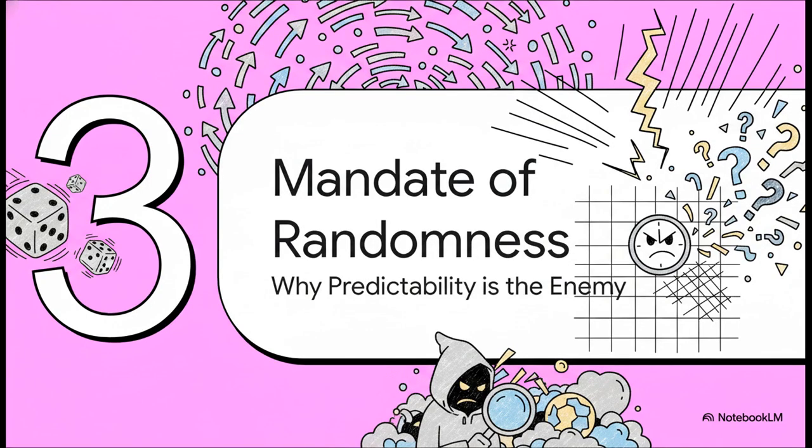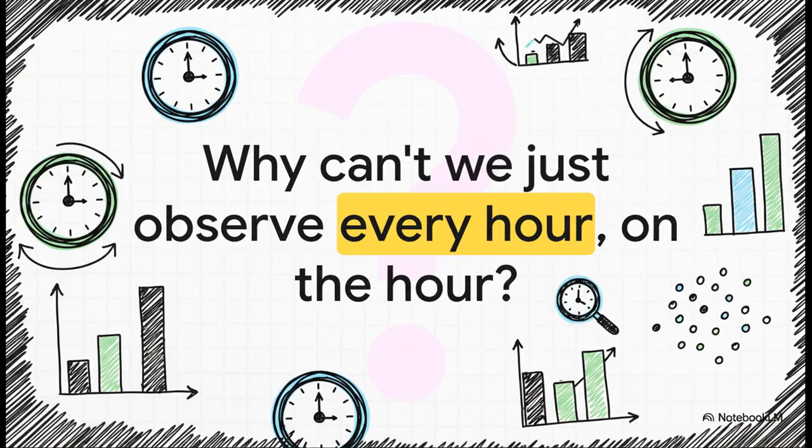So let's dig into that first pillar a little more, the mandate of randomness. It sounds simple, right? But getting this wrong is one of the easiest ways to ruin your whole study. Because as we're about to see, predictability is the absolute enemy of accuracy. And this leads to a question I hear all the time, and it's a good one. Look, why all the fuss? Why can't we just check in every hour on the hour? It's easy, it's systematic. It seems to make sense, but it's actually a huge trap.